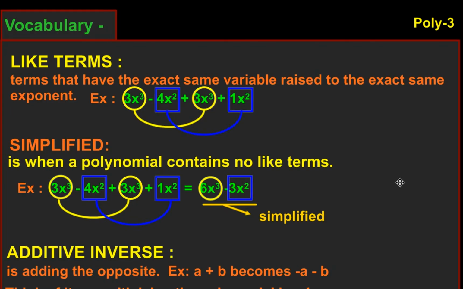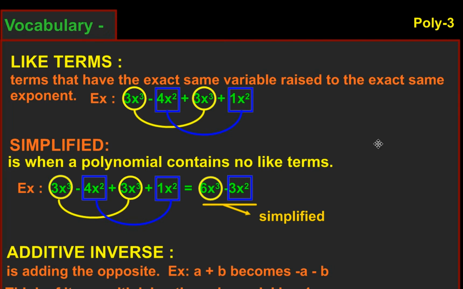We'll start with some vocabulary. Like terms: terms that have the exact same variable raised to the exact same exponent. So you can see with the yellow circles that I have here, we have the exact same variable, x, raised to the exact same exponent, to the third power. In the blue boxes, we also have an x, but it's raised to the second power, which makes it a different kind of term than the x to the third power.